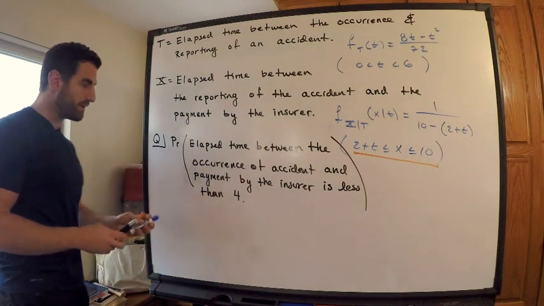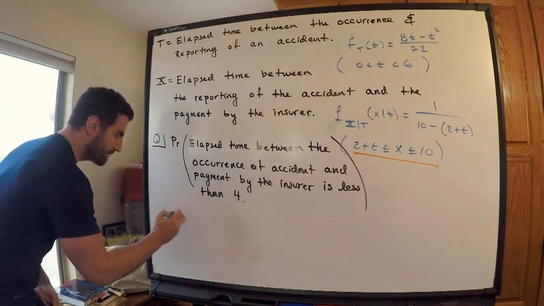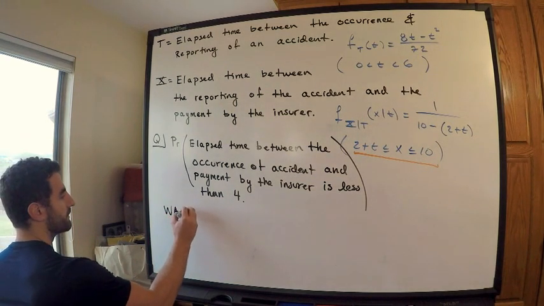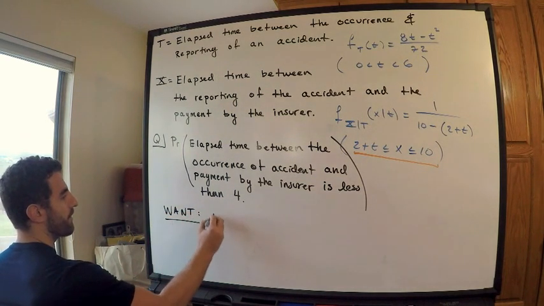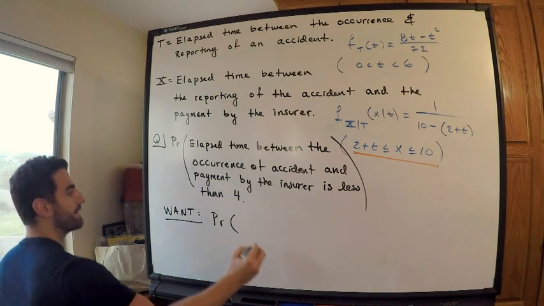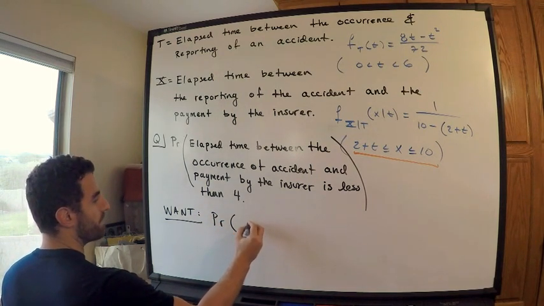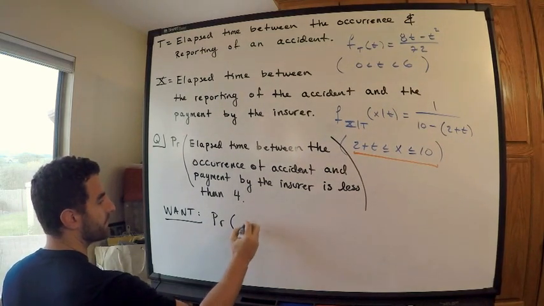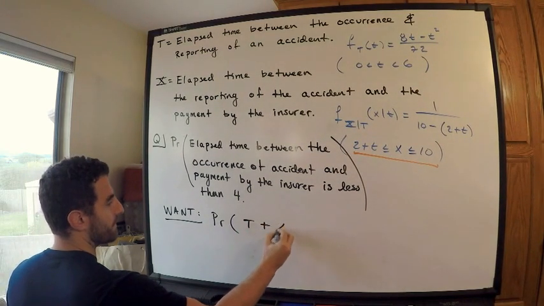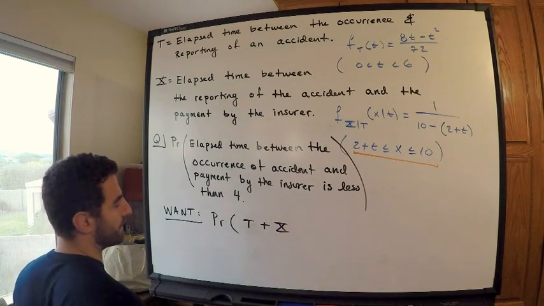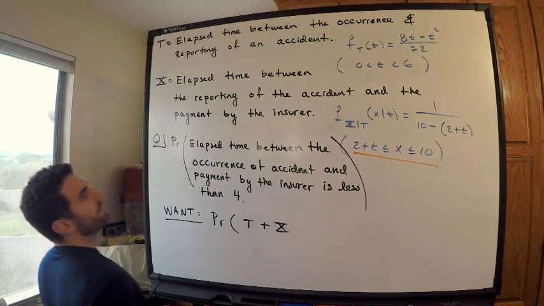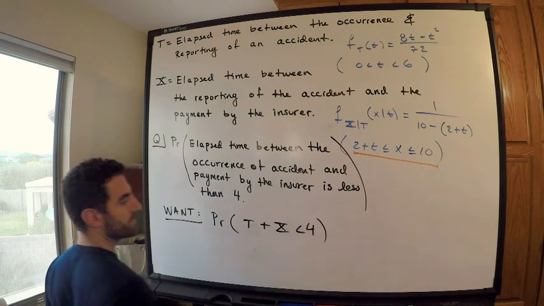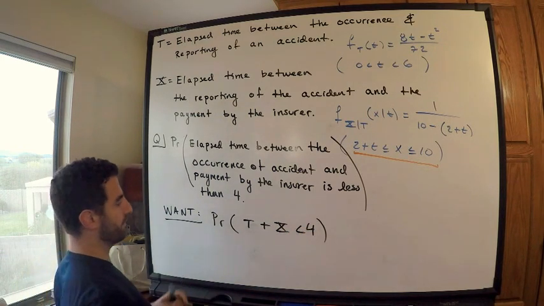I want the time between the occurrence and the payment. So in other words, in symbols, we want the probability that the time between the occurrence and reporting, plus the time between the reporting and the payment, is less than 4. So in symbols, this is what we're looking for.